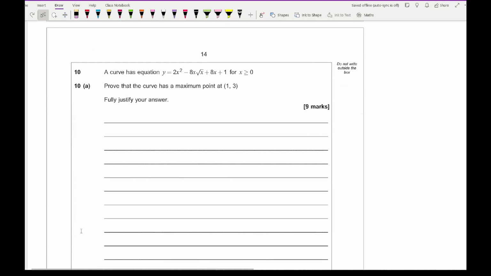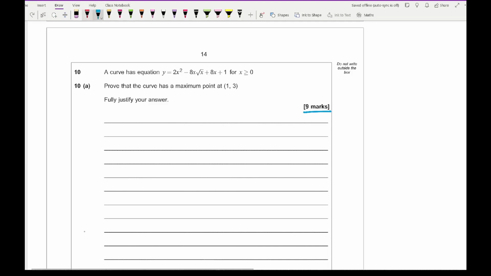Then moving on to the last question in section A, it says that a curve has the equation y equals 2x squared minus 8x root x plus 8x plus 1, for values of x which are greater than or equal to 0. Prove that the curve has a maximum point at (1, 3) and justify your answer. It's worth a mammoth 9 marks.